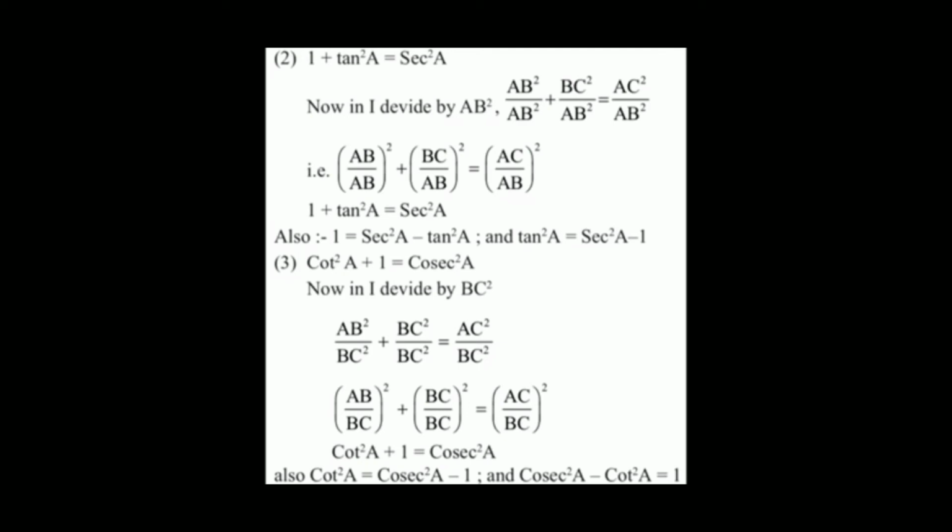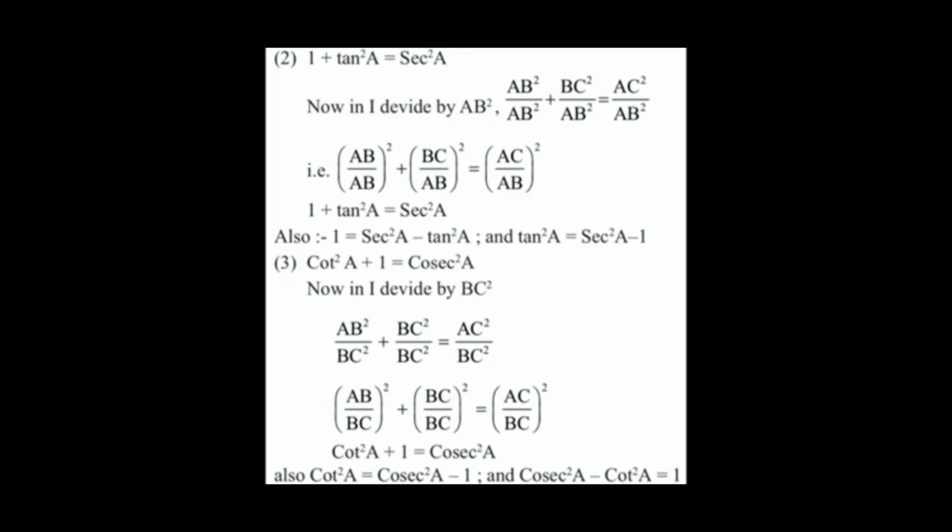Now we proceed further for the third trigonometric identity, and that is cot square A plus 1 is equal to cosec square A. And the starting is again the same. We have to take the Pythagoras theorem, right? And for that we have to divide with what? We have to make cot. Therefore we have to divide AB with BC. It means we have to divide the whole equation with BC.